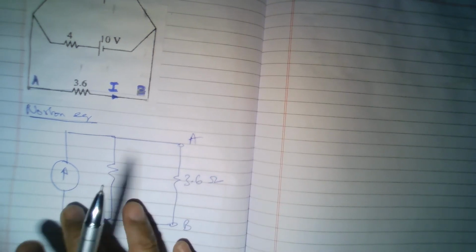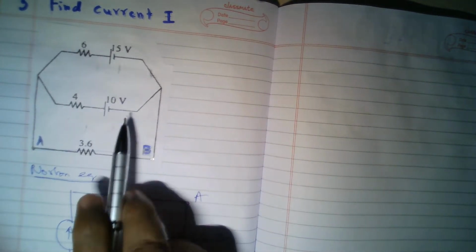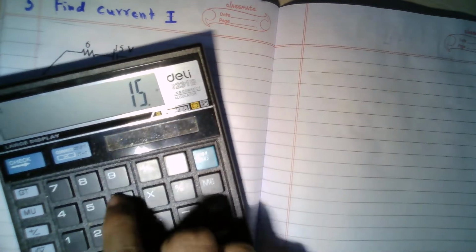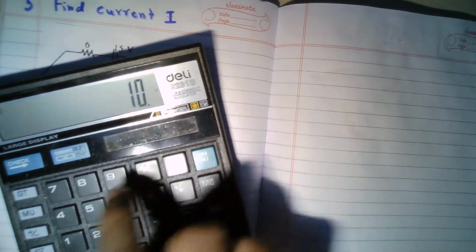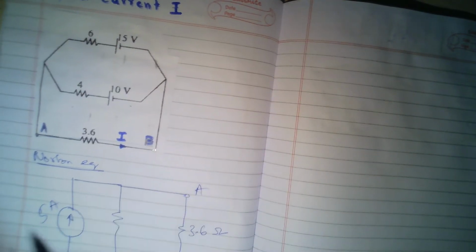Now what is this one? According to the formula, E1 by R1 plus E2 by R2, that is 15 by 6 plus 10 by 4. 15 by 6 is 2.5, and 10 by 4 is also 2.5. So 2.5 plus 2.5 is 5 amperes. So I got the current as 5 amperes. And what is 6 parallel 4? 6 into 4 divided by 6 plus 4, so I am getting 2.4 ohms.